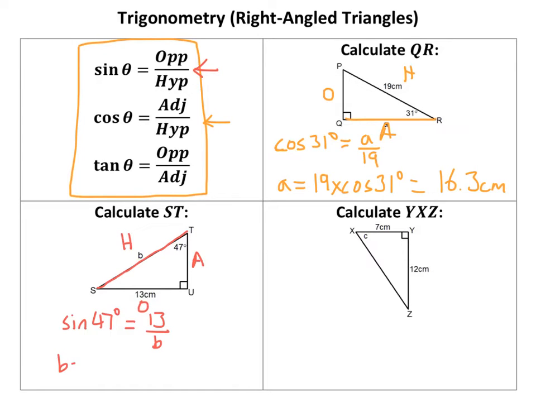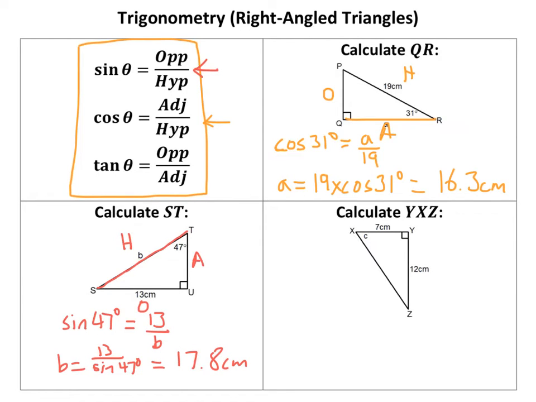Now in this case I'm going to be dividing by sine of 47, whereas before I multiplied by cos 31. Throw that in your calculator, we get 13 divided by sine of 47 equals 17.8, and again that's centimetres. So just make sure you're in degrees mode.